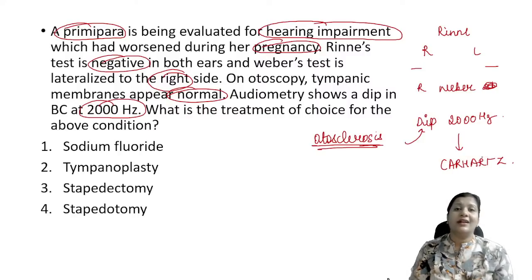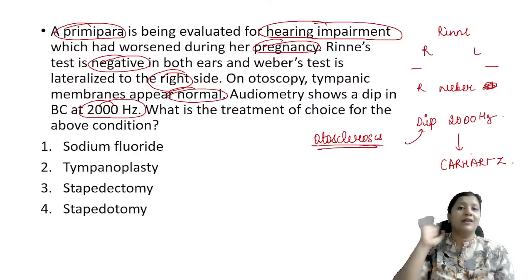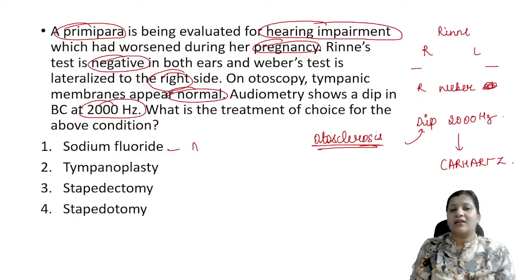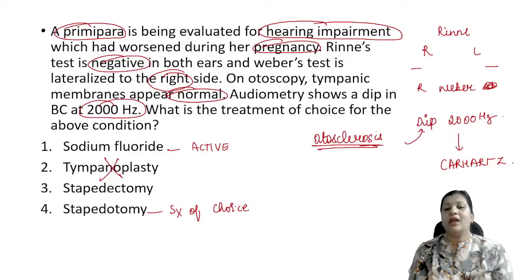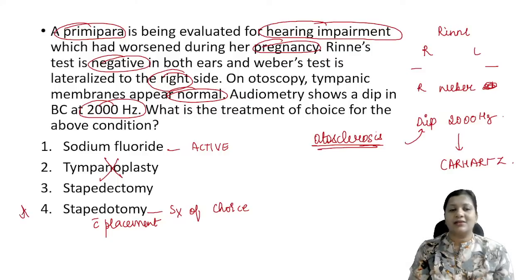Now, how do you treat it? The initial treatment will be to give hearing aids. If there is an active lesion, you are going to give sodium fluoride, meaning right now there is active deposition happening. There is no role of tympanoplasty in otosclerosis. Stapedectomy and stapedotomy, both are the surgeries done, but the surgery of choice is stapedotomy with placement of prosthesis. You can do both, but this is the surgery of choice. So the correct answer is D, which is stapedotomy with placement of prosthesis.